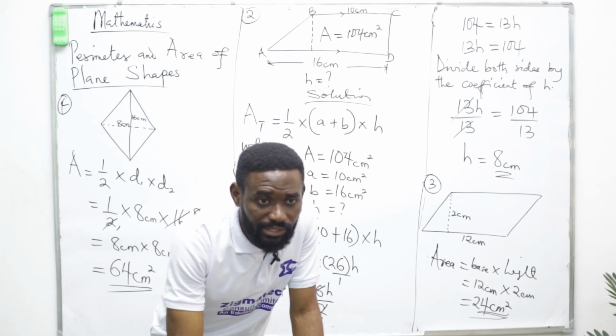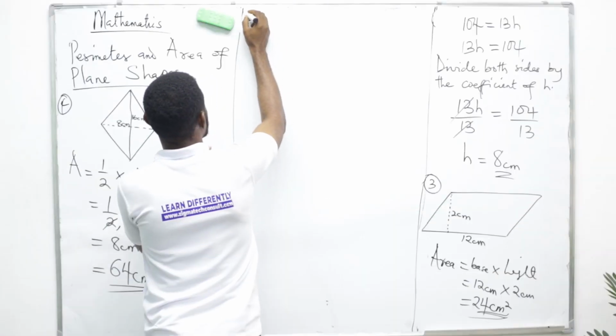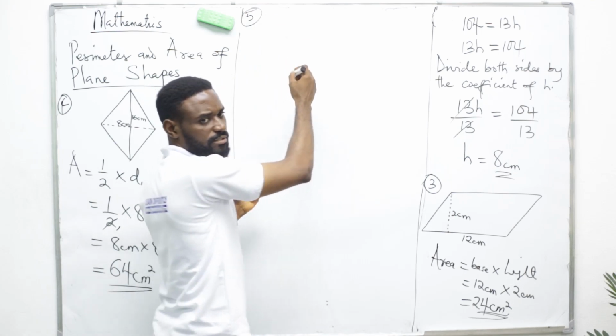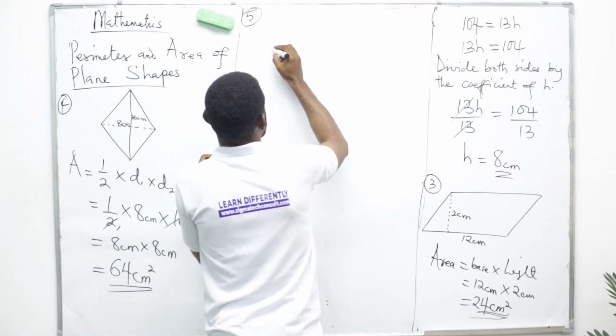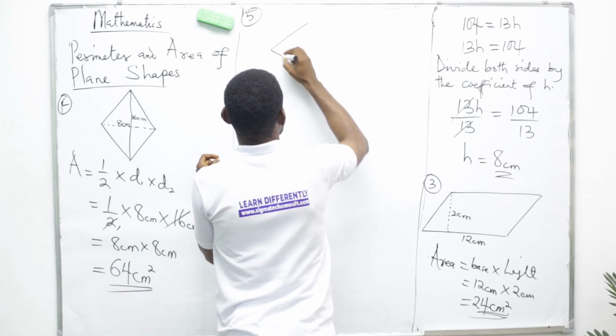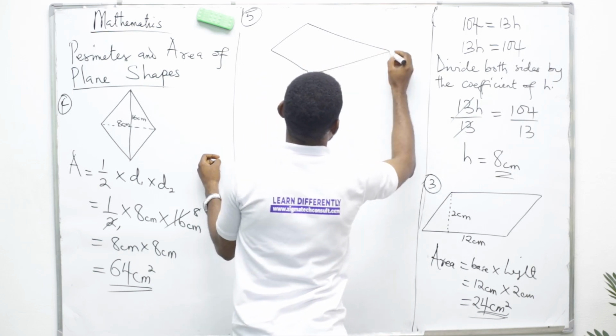All right, so we have something on the kite. Let's look at that beautiful kite there. Kite, that is number 5. They gave us a kite and asked us to find its area. So they drew the kite for us this way, this way, this way, and this way.